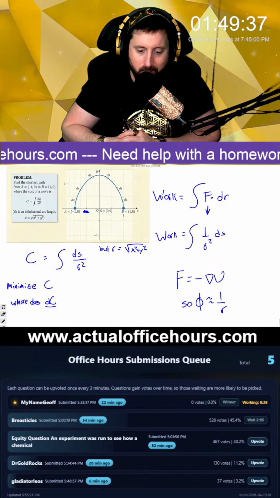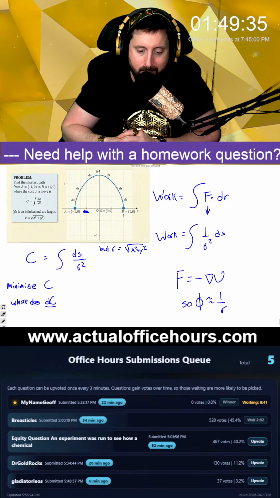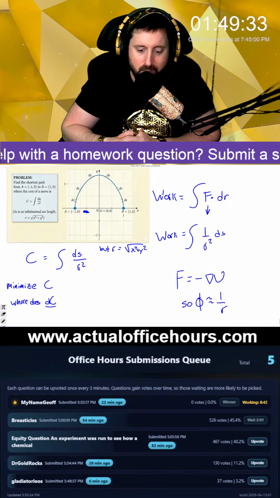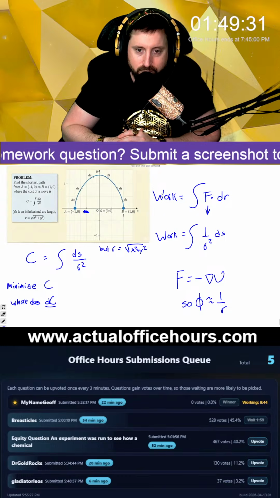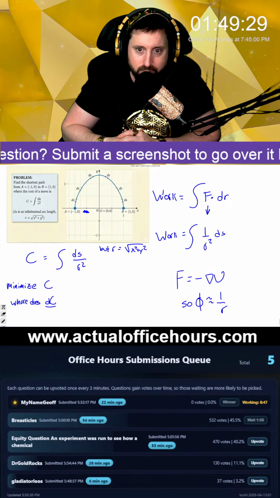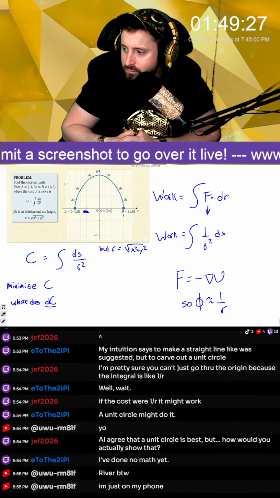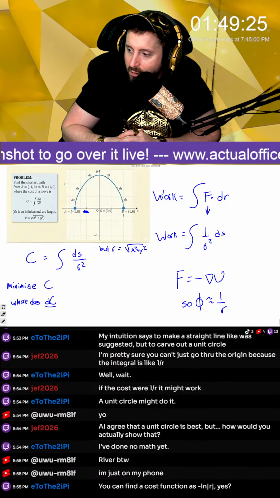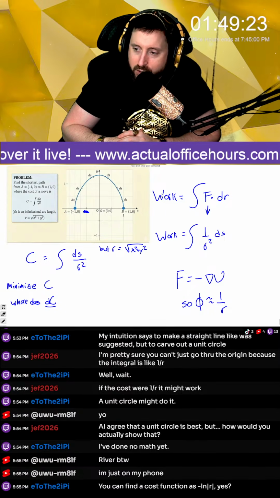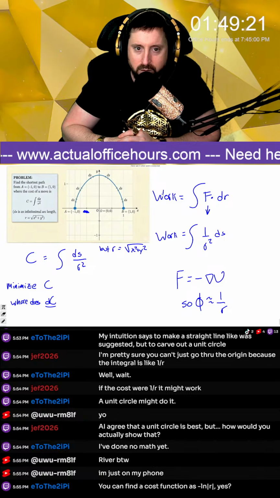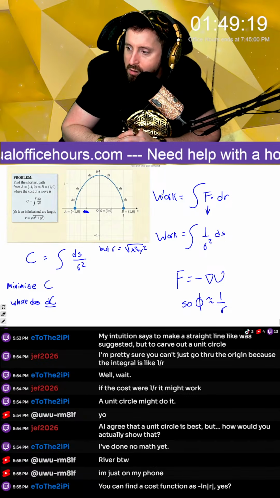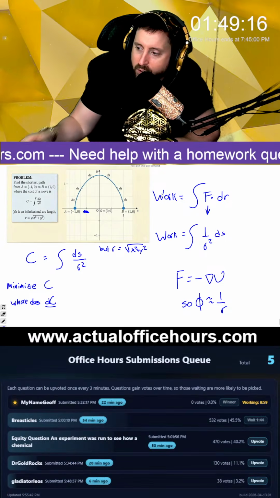How do you prove it's a circle? You can find a cost function as ln of r. Then optimize. Wouldn't it be 1 over r?